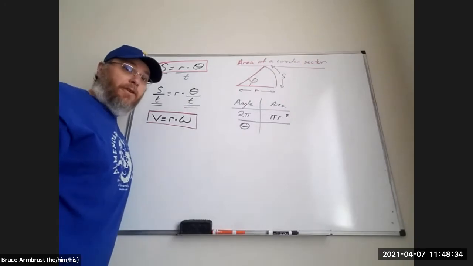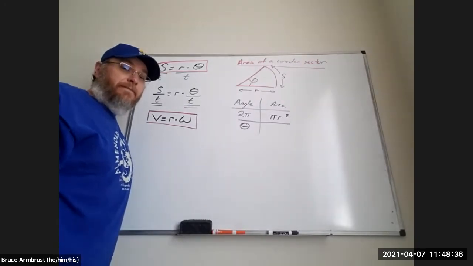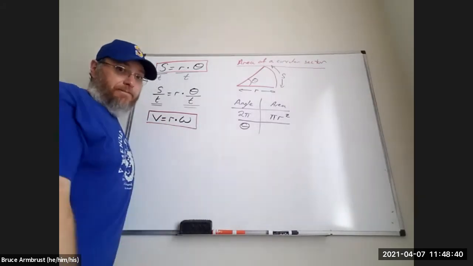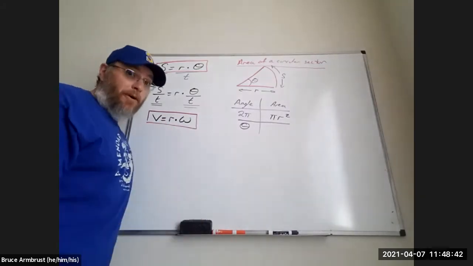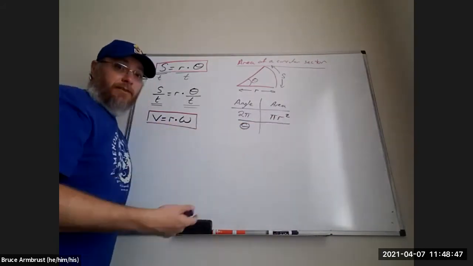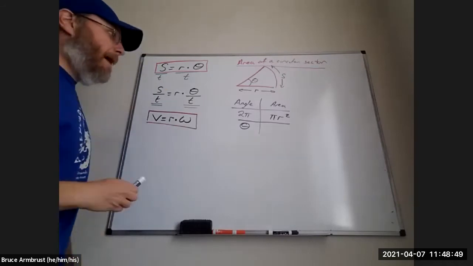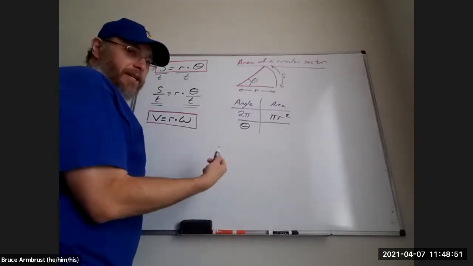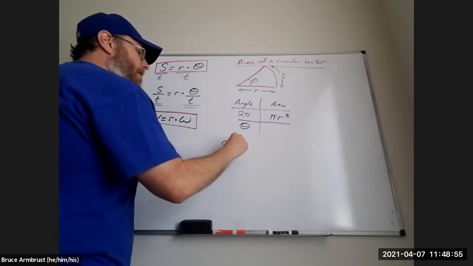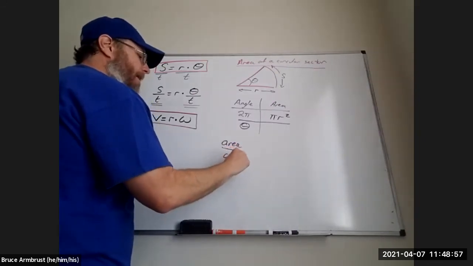Like if I do a quarter rotation, I just took that area, I cut it into 4s, and I kept one of them. So I've got 1/4 of it. If I did a 1/10 of a rotation, I'm going to get a 1/10 of this, and so on. So mathematically, what that means, we're going to set up a ratio. Let's set up a ratio of area per angle.